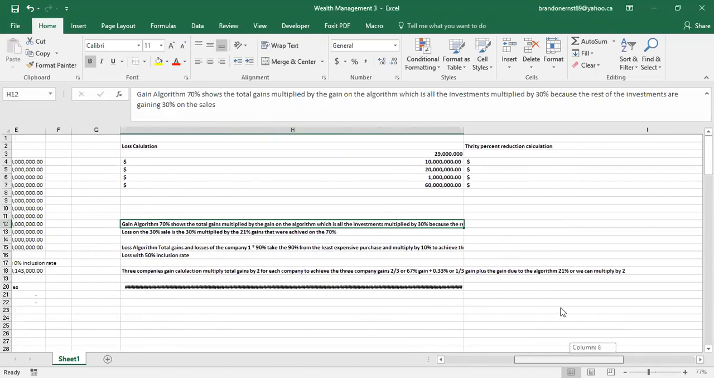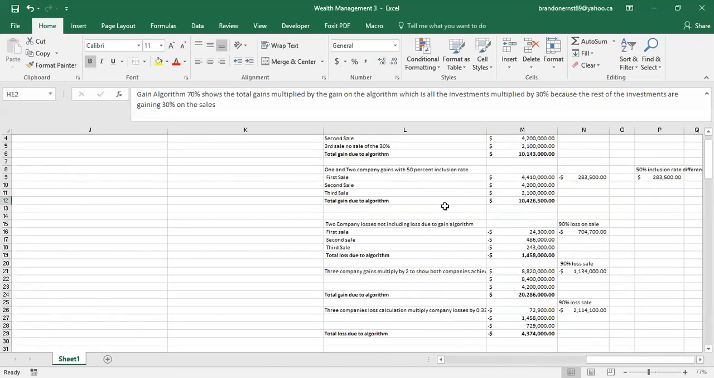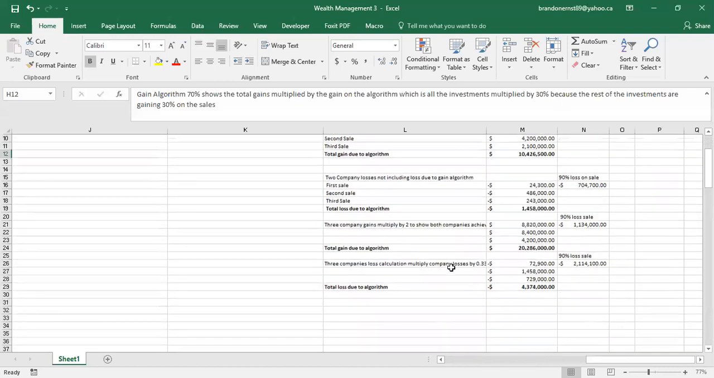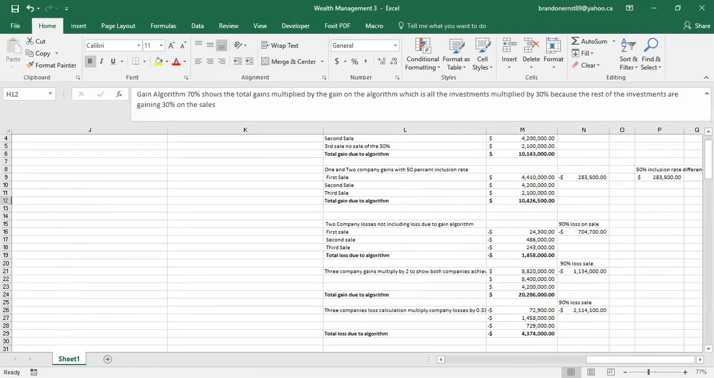Anyways, this algorithm is basically a gain algorithm. There are three different algorithms. One company consists of three purchases and three sales. Two companies also have three purchases and three sales each, so there will be 12 purchases and sales for the two company, and for the three company there will be 18 purchases and sales to do the algorithm.